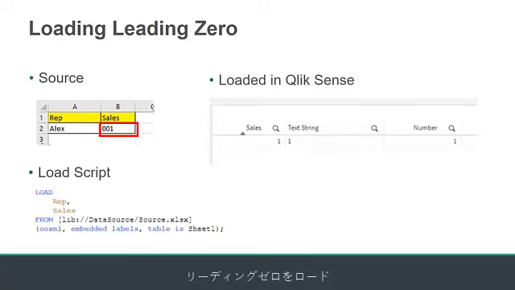Imagine there's a data source, again an Excel spreadsheet. It contains rep and sales. The rep is Rx and the sales is 001. Then we load the rep and the sales into QuickSense. A very simple script. We load rep and sales. Then what happens in QuickSense is that QuickSense will try to guess this 001.